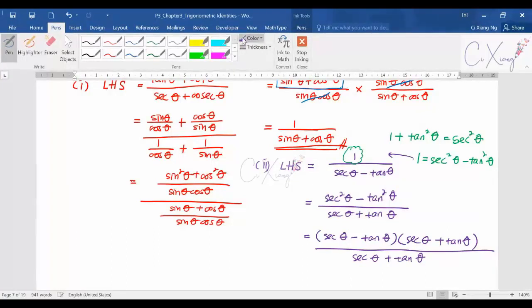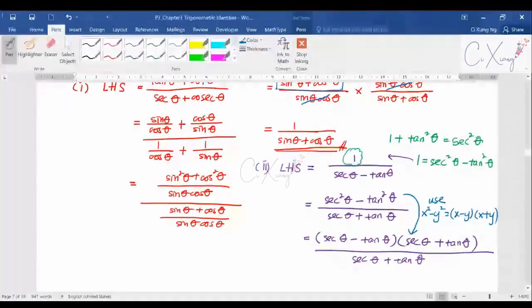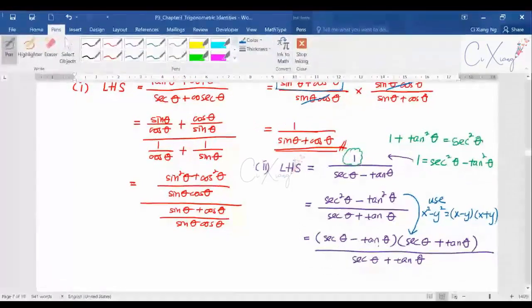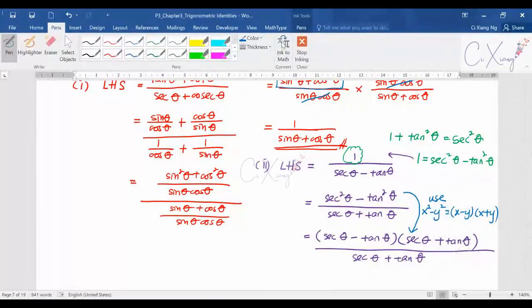Maybe some of you will ask, how can you change this one to become this? We are using the idea that you learned before: x squared minus y squared equals what? x minus y and also x plus y. So that's why you can factorize it to become something like these 2 brackets. The secant theta is like your x, the tangent theta is like your y. So you're having x minus y, x plus y. Then from here you can see that you can simplify secant theta.